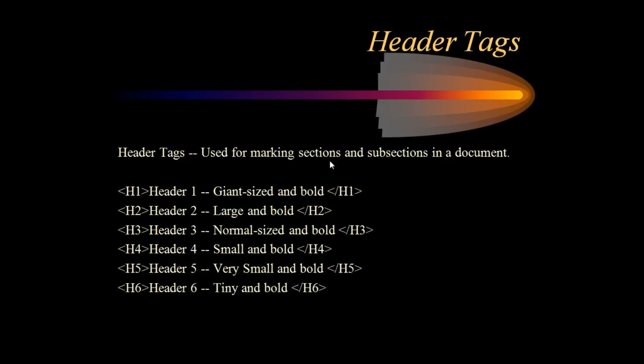Now let's move to various tags. First one is your header tags, or heading tags, you can say. We have 6 types of heading tags from H1 to H6. It is used for marking sections and subsections in a document. From H1 to H6 we are using header tags. H1 is for the highest value.